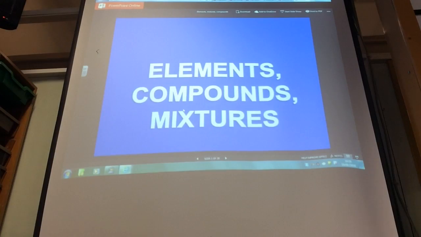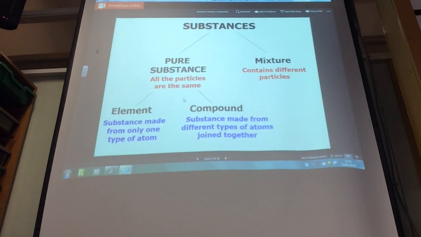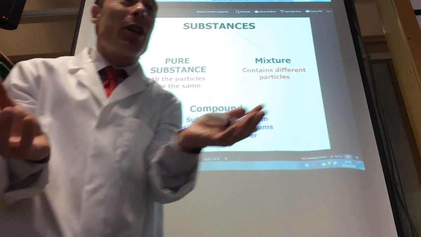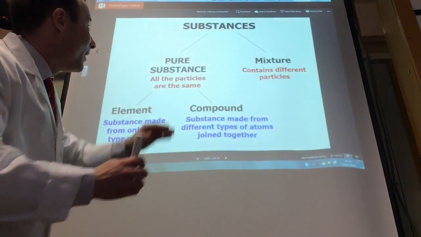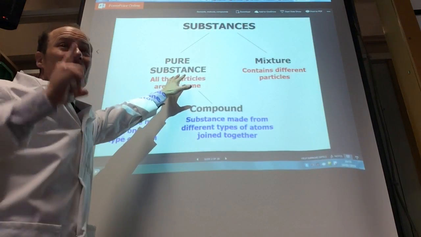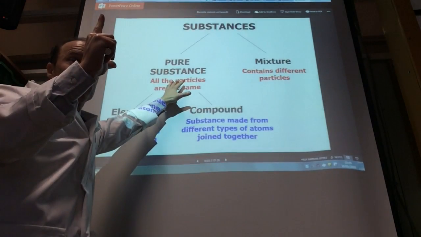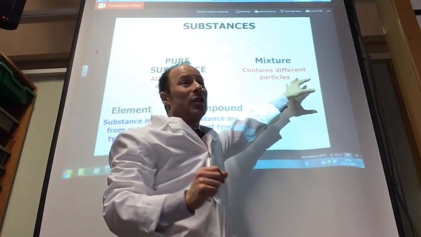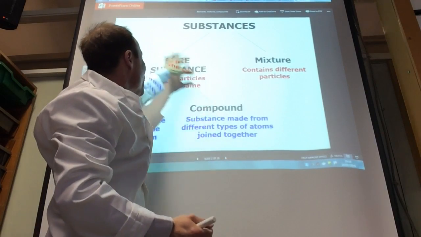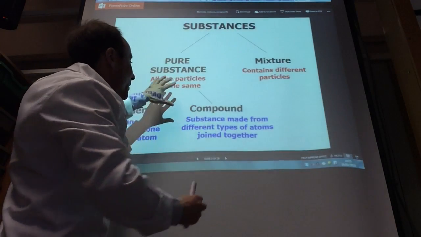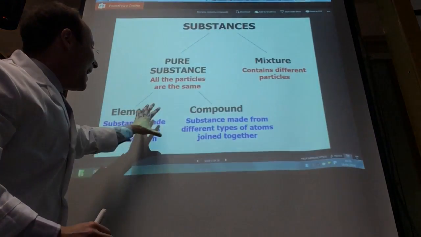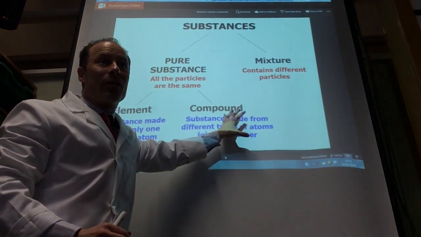So the key thing is, if we click through, is this. We can put everything as a substance. A substance is just a general term that we use. And we can divide substances into a pure substance, which only contains one type of particle, or a mixture which contains different particles. I'm going to show you some examples of these as we go through. So a pure substance, all the particles are the same, and they can be divided into either elements or compounds.